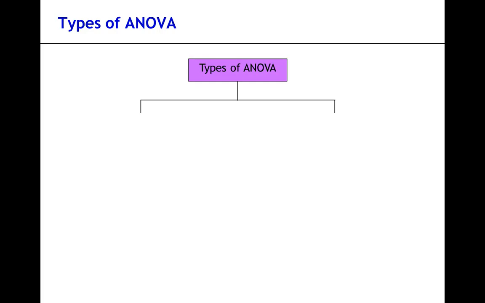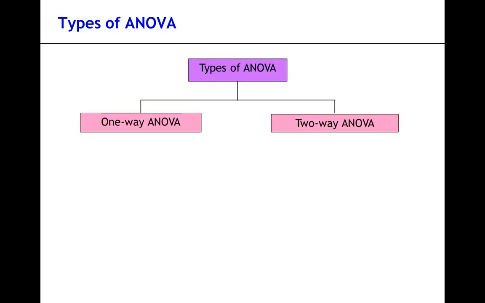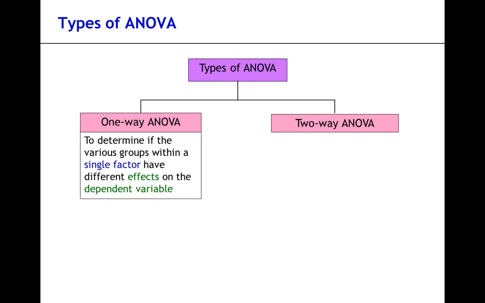Now that we have laid the groundwork for factors and groups, we are now ready to talk about the different types of ANOVA models. There are generally 2 types of ANOVA, one-way ANOVA and two-way ANOVA. In one-way ANOVA, there is only a single factor involved, and we set out to determine if the various groups within the single factor have different effects on the dependent variables.